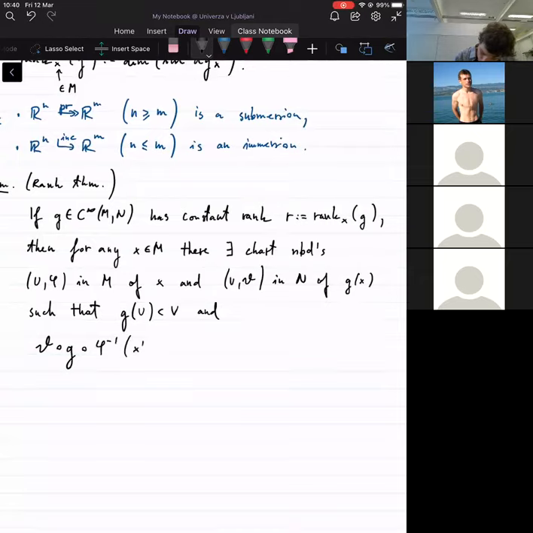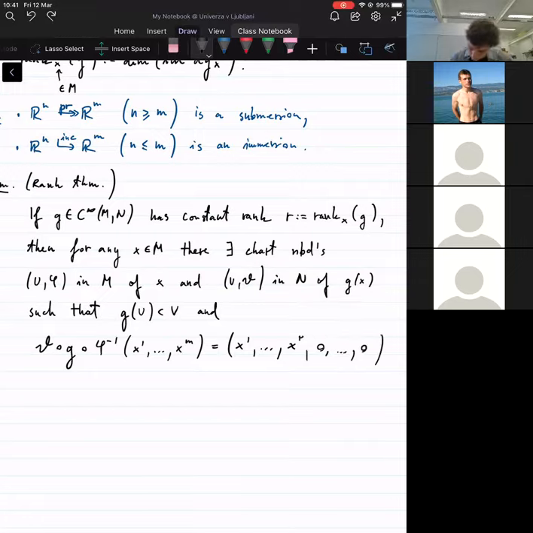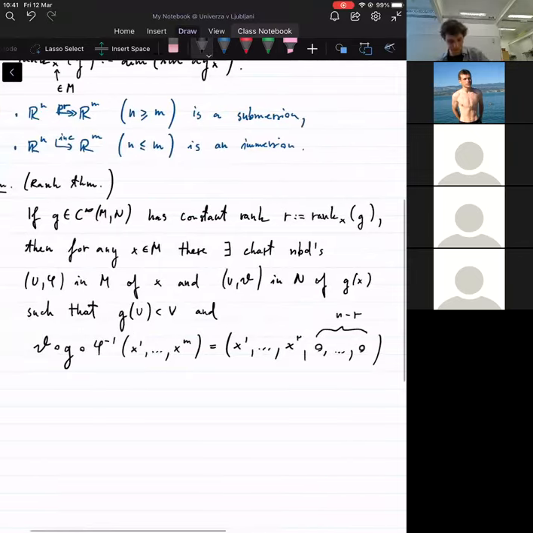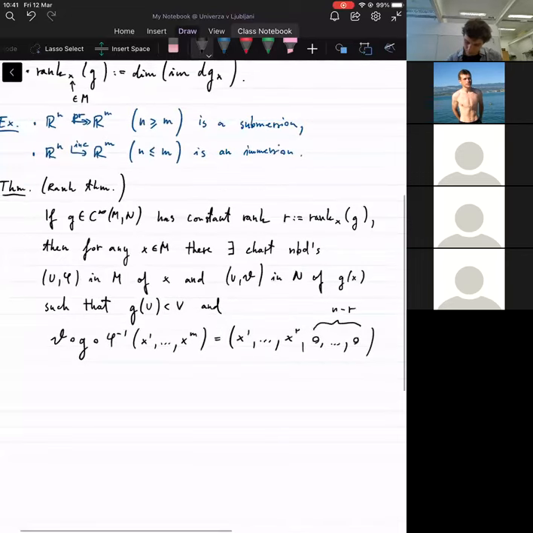So (x1, ..., xm) goes to (x1, ..., xr), oops, this is just r, and here we have zeros in the end. So this is n minus r zeros. And this is precisely what we've said before, right? Either it's a projection or it's an inclusion.